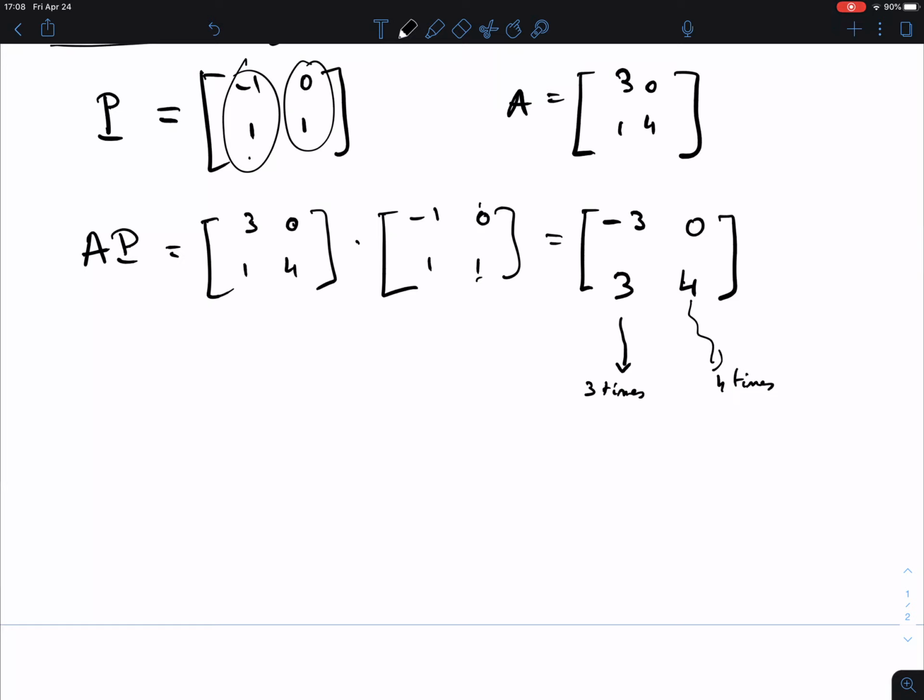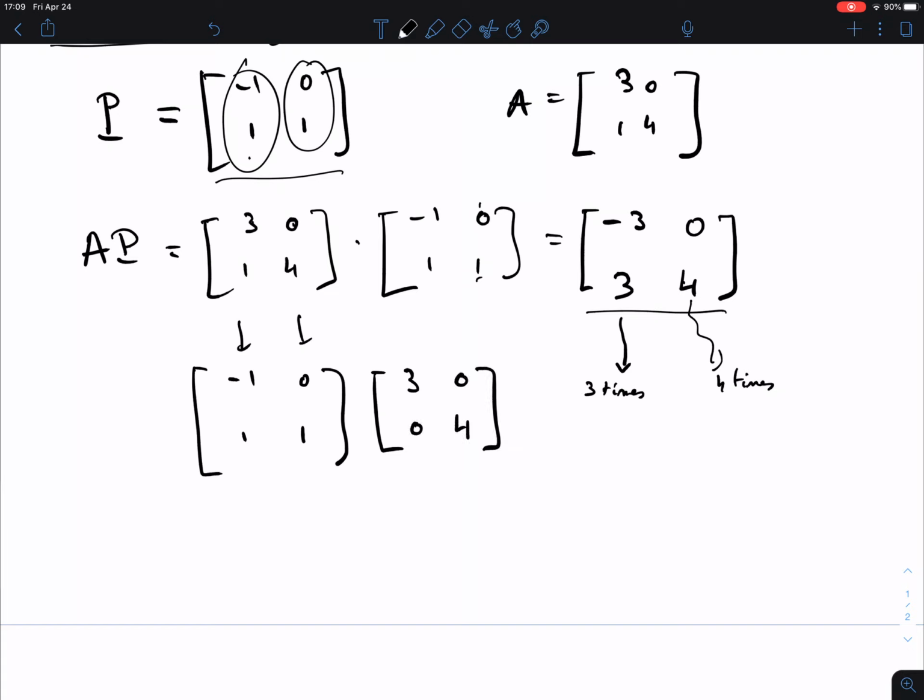So I can express this by saying that this new matrix is obtained from the matrix P, which is minus 1, 1, 0, 1, by multiplying the first column by 3 and the second by 4. I now want a different way of saying this: how can I get a matrix such that I get 3 times this column and 4 times that one? The trick is to multiply with this matrix. Let's just verify.